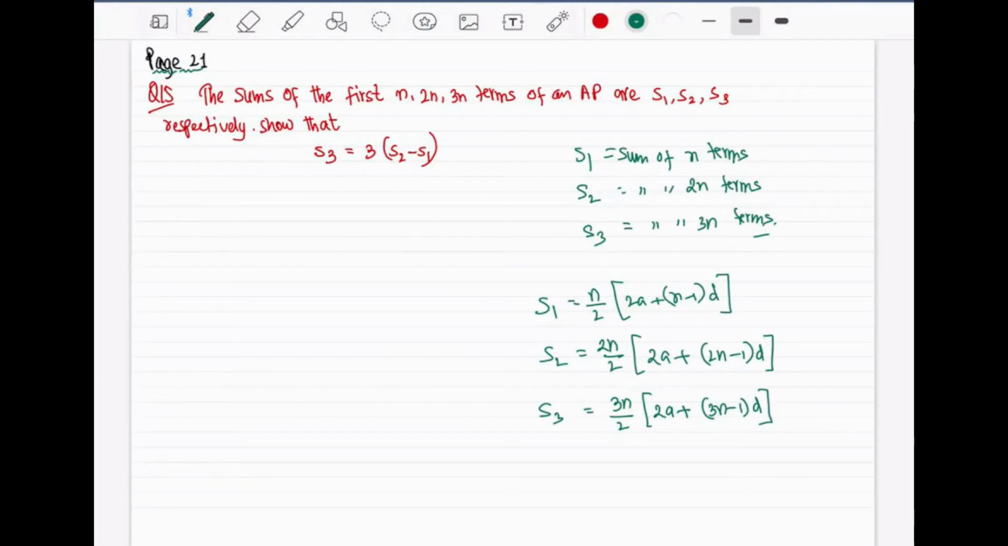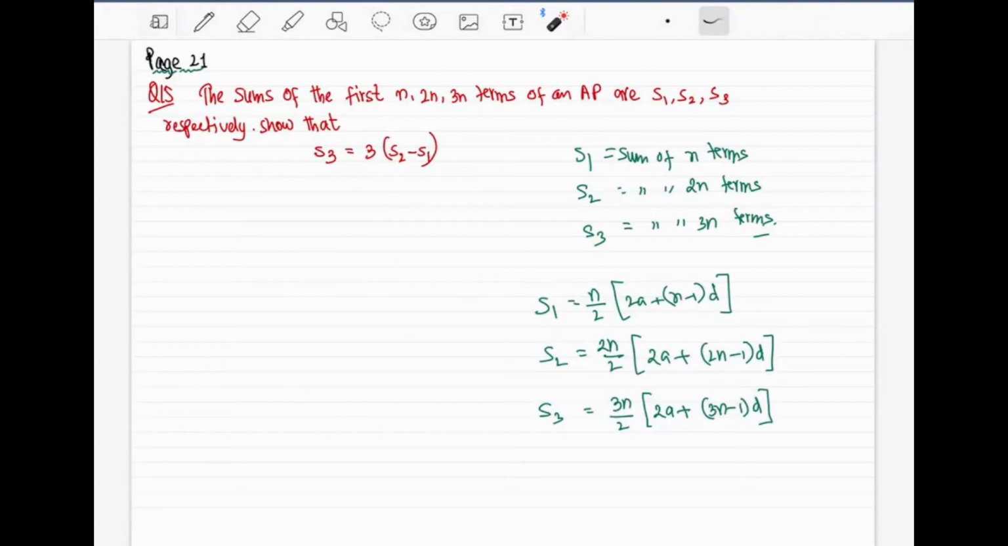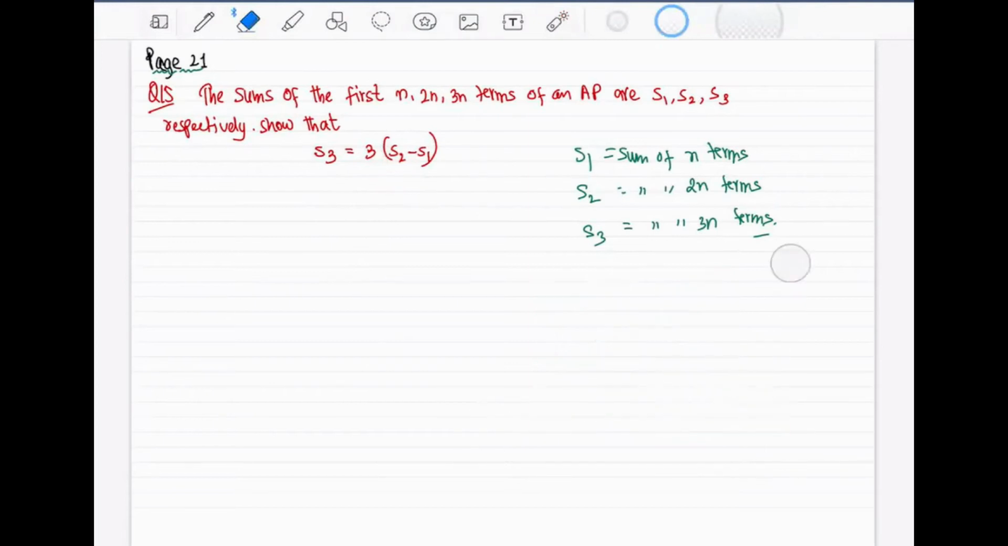So the thing is, we have to prove this equation right here. You can start from the left hand side or right hand side, whatever your choice is. This is just an algebraic calculation. Okay, better to start from the right hand side. You know the expressions for S2 and S1, and you subtract S2 minus S1, multiply it by the 3 in the front, and see if we obtain S3. Okay, let's do the proper solution right here.